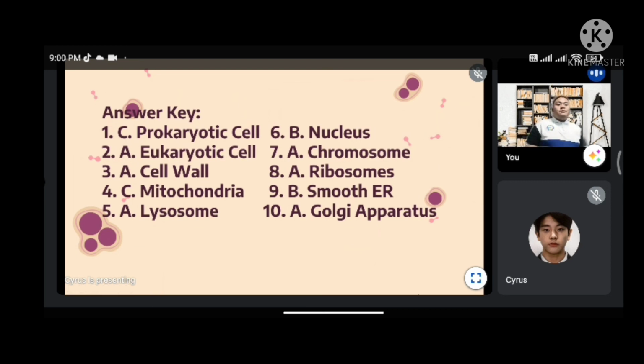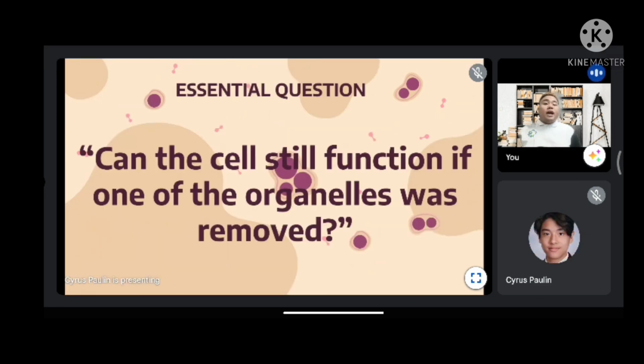So class, please type in your scores on the chat box so that I can record it later. And let's go back to our essential question that I asked you to take note of. Can the cell still function if one of the organelles was removed? So I want a volunteer to please answer this question.